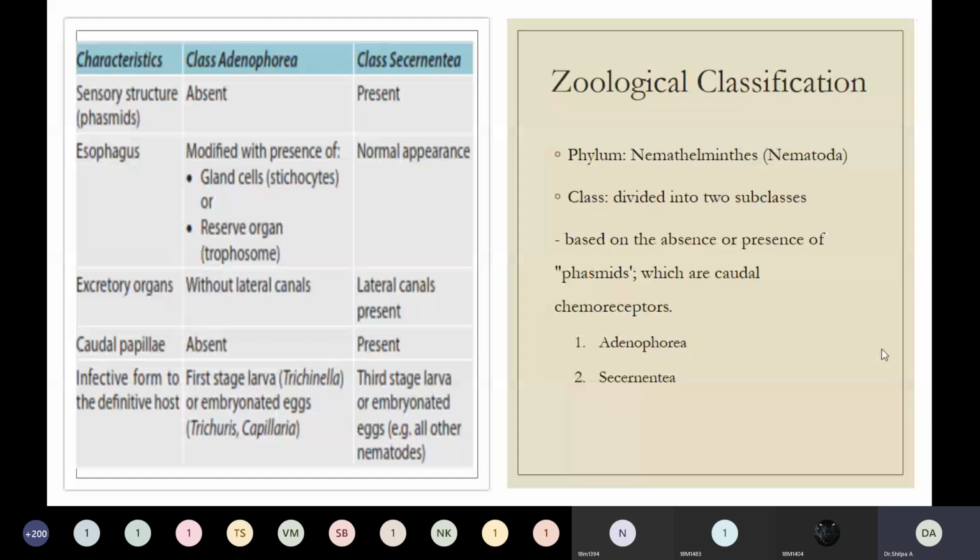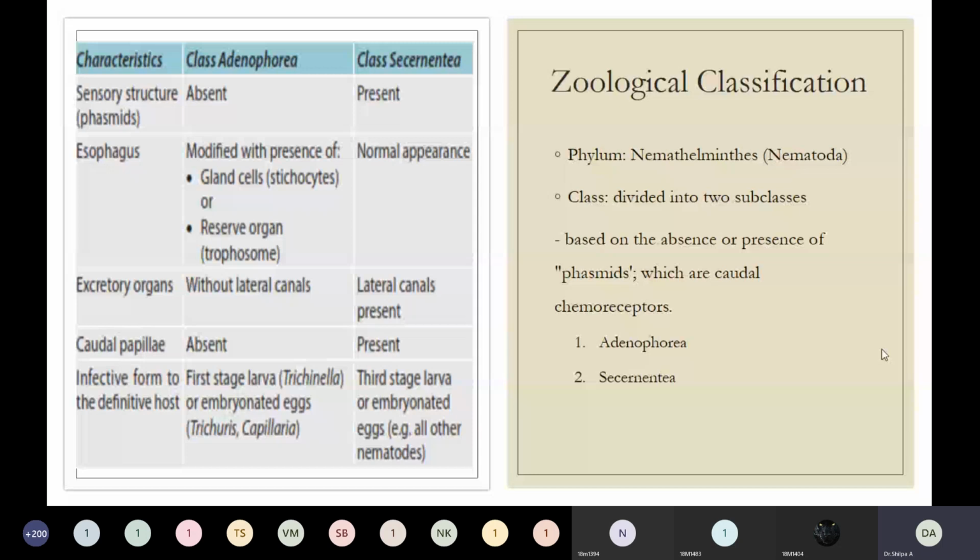Now coming to the characteristic features of class Adenophorea, here they will not have phasmids, the sensory structure. Okay, and the esophagus is modified with the presence of gland cells or reserve organs. And in the excretory system, Adenophorea will not have any lateral canals. Caudal papillae will be absent, and the infective form is first stage larva. Okay, it is very important. Here the infective form will be first stage larva.